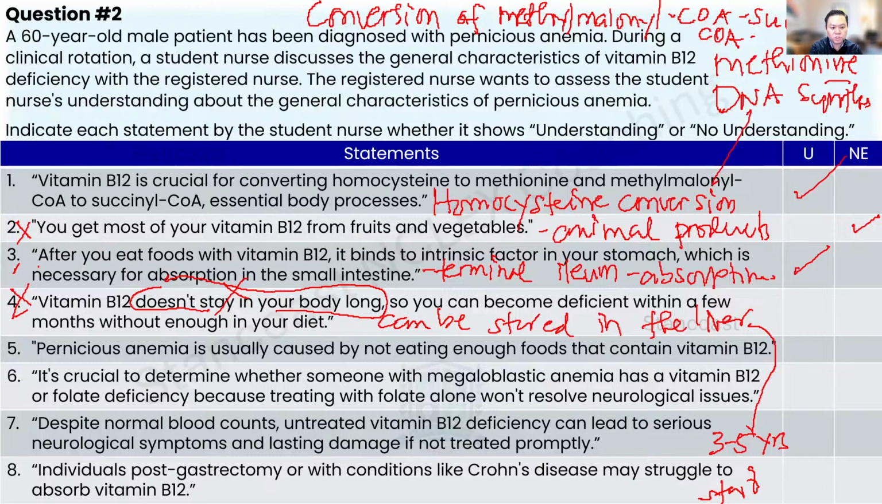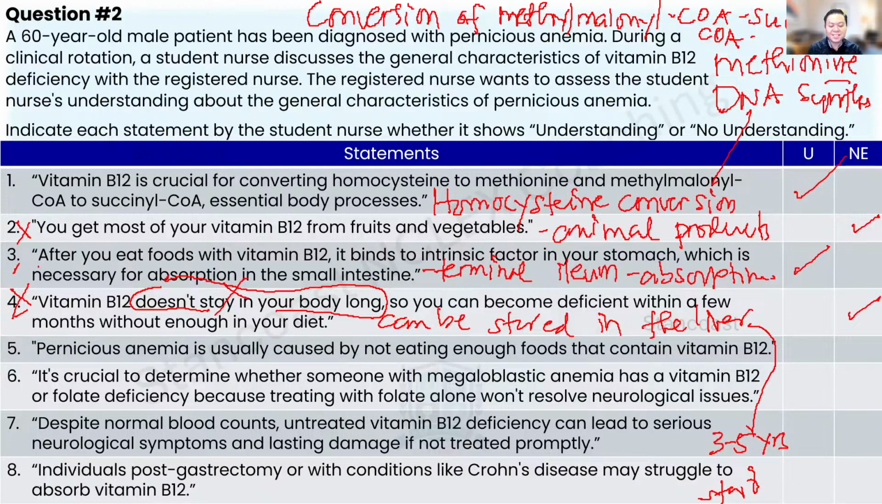So this is going to be understanding. Oh, I'm sorry. No understanding, rather, because this statement said doesn't stay. So let me take care of that. That is going to be no understanding, because of the statement doesn't stay. No, the true statement is that vitamin B12 can be stored in the liver for about 3 to 5 years.